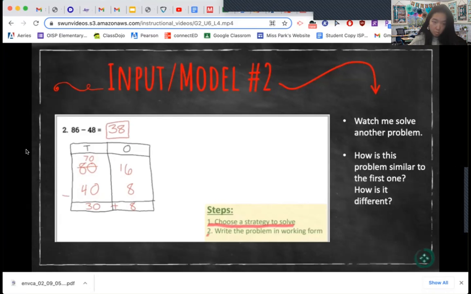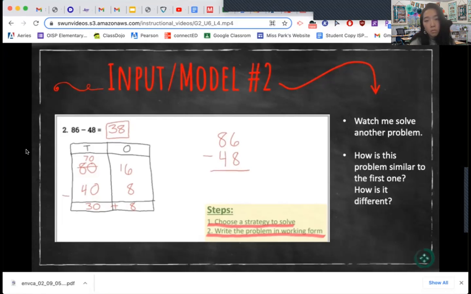Now step 2 is to write the problem in working form. That would look like this. We would have 86 minus 48, carefully lining up our tens and ones. Then we subtract, starting with the ones place. Here we have 6 minus 8. We cannot subtract 8 from 6, so we need to regroup our tens place.